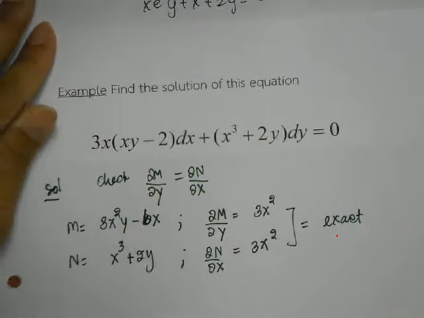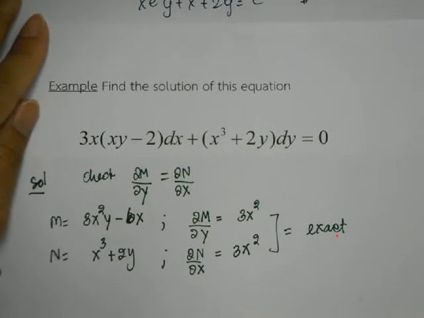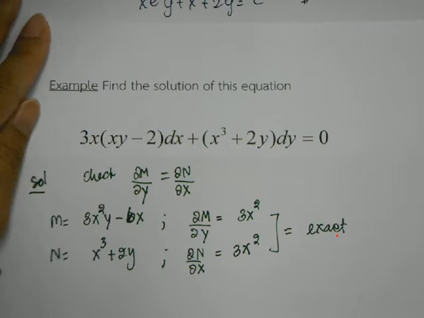Right? M is equal to 3 times x to the power 2 times y minus 6x. And n is equal to x to the power 3 plus 2y. You do the derivative of m with respect to y. Whenever you do it this way, you look at x as a constant. So the first term, when you do the derivative, you would get 3 times x to the power 2. And for the second term, you would get 0, right? Because it's a constant. You do the derivative of a constant, you would get 0.